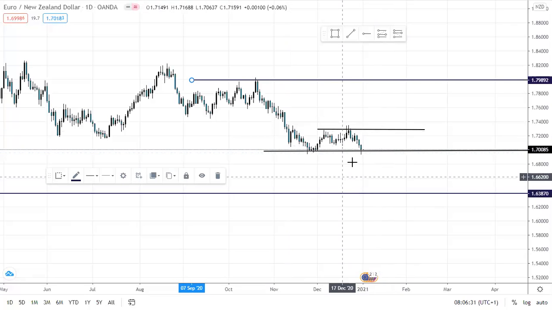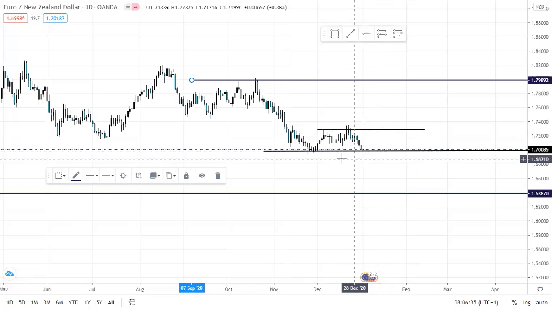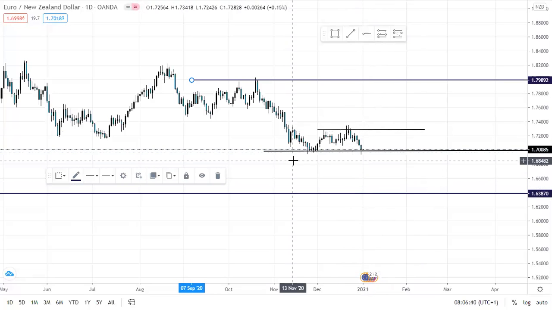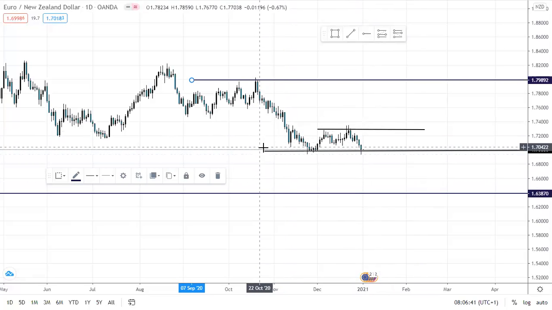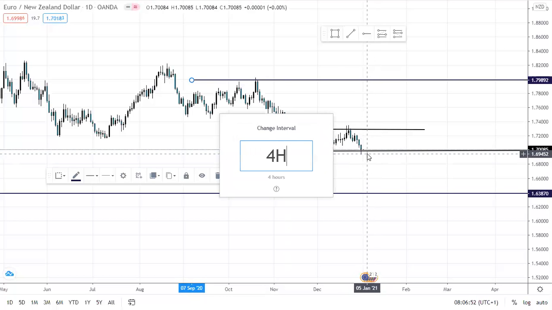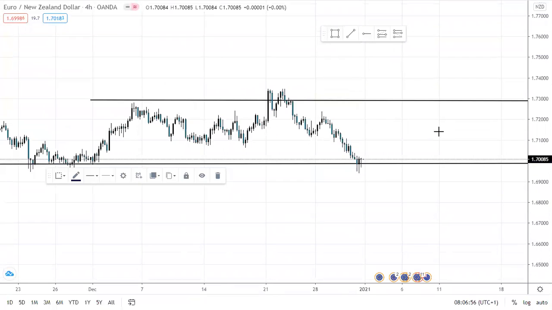Now, this is the 1 hour. You can see the close. So this close is close to the bottom of the 1.70085 support line. Now what we're looking for is a break below this line and a retest. This break and retest might not come. You most likely won't see it on the daily time frame. So you go down to the 4 hour and the 1 hour to take these entries.